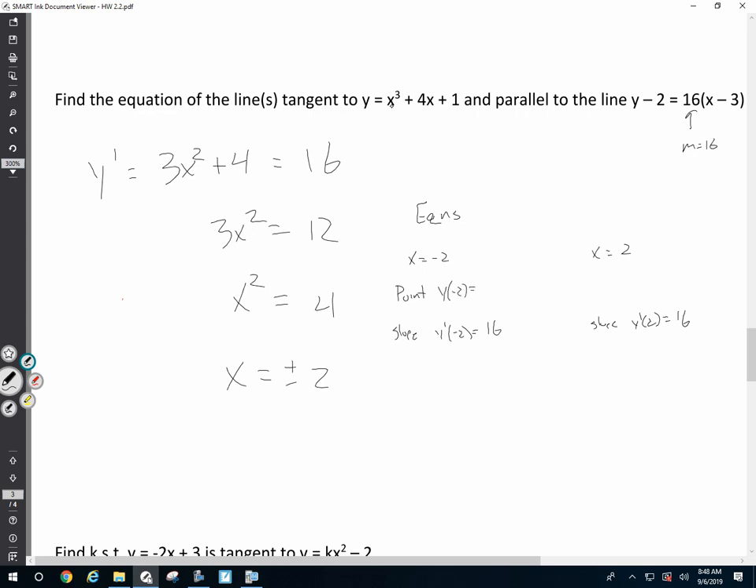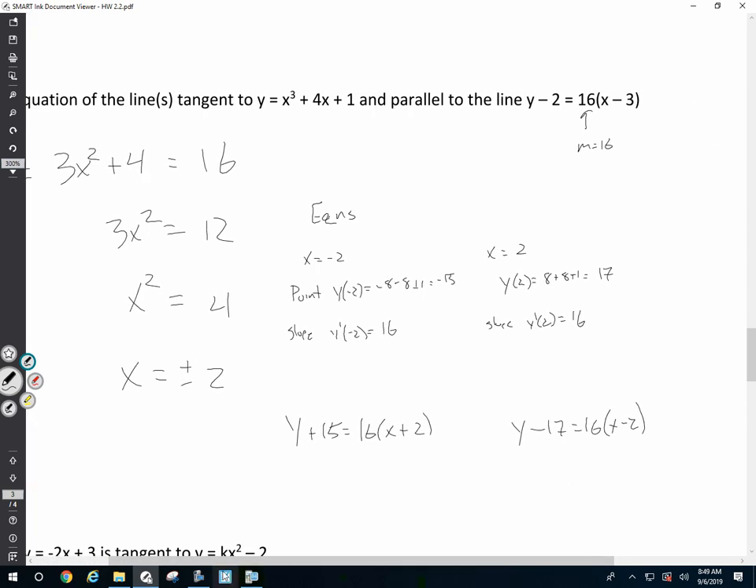Y at negative 2. So I get negative 8 minus 8 plus 1, negative 15. And then at 2, I get 8 plus 8 plus 1, 17. Giving me my equations, y plus 15 equals 16(x plus 2), and y minus 17 equals 16(x minus 2).